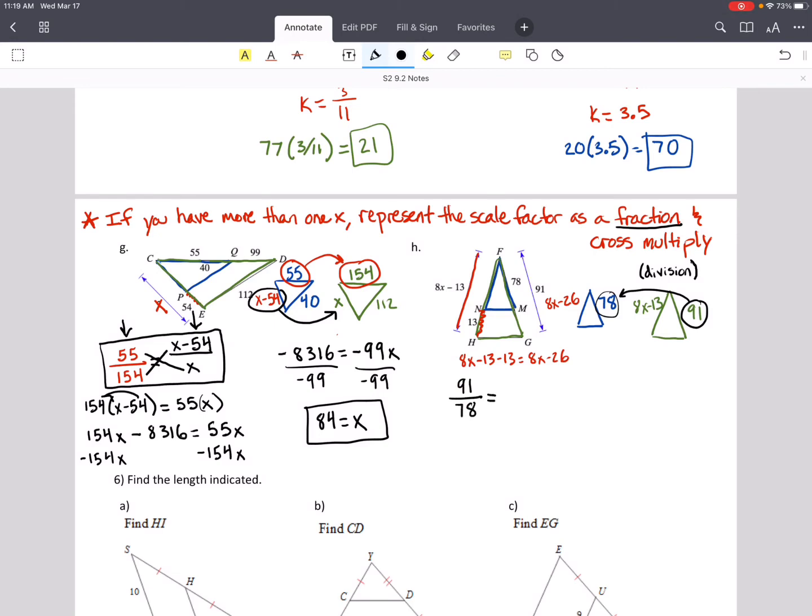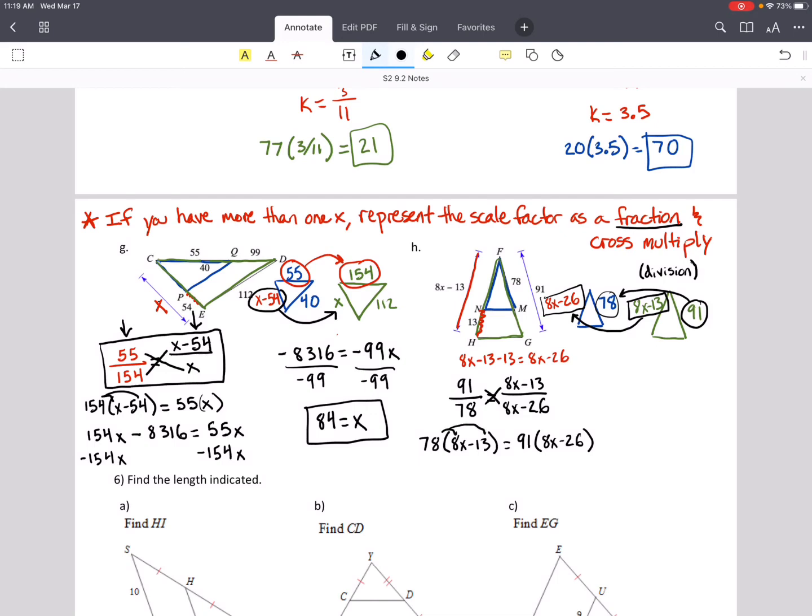Because division is how we find a scale factor, which means since these are similar, they will have the same scale factor as if we were going to divide 8x minus 13 by 8x minus 26. And now that I have my scale factor represented as a fraction, aka dividing, we can cross multiply. So I can take 78 times 8x minus 13, and I can set that equal to 91 times 8x minus 26. And we're going to have a great time solving this.